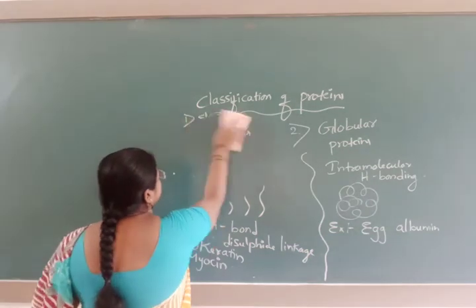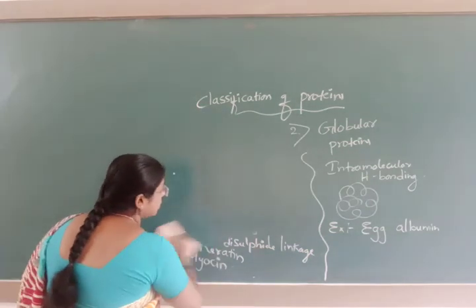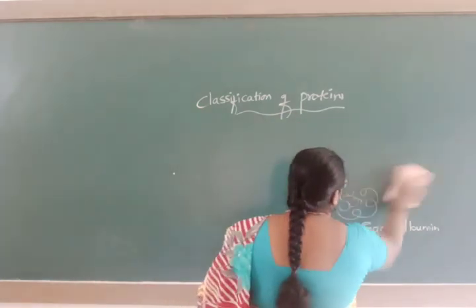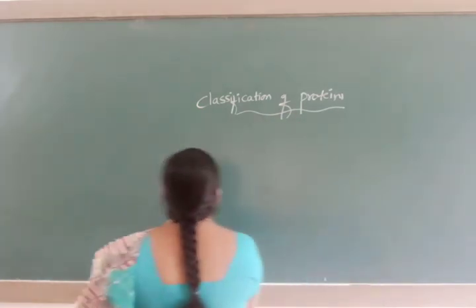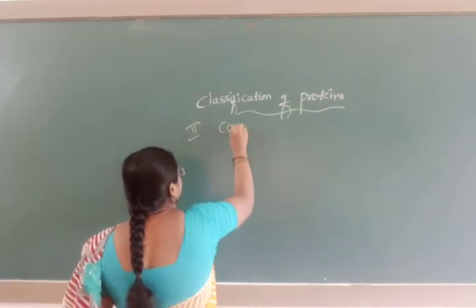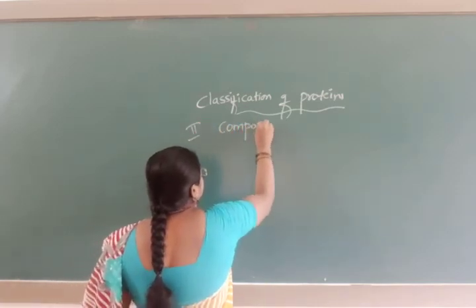After this classification based upon the shape, next comes the classification based upon the composition. The second type of classification is based on composition.